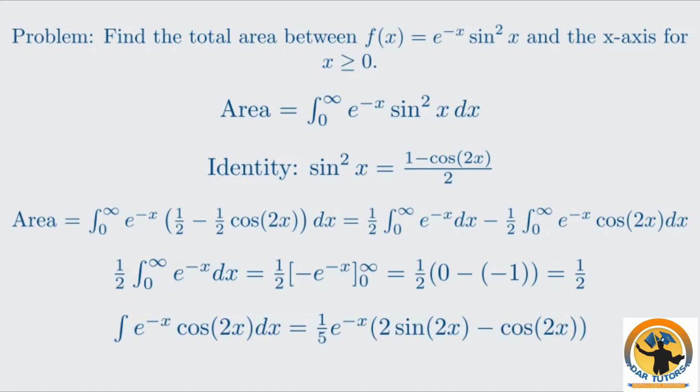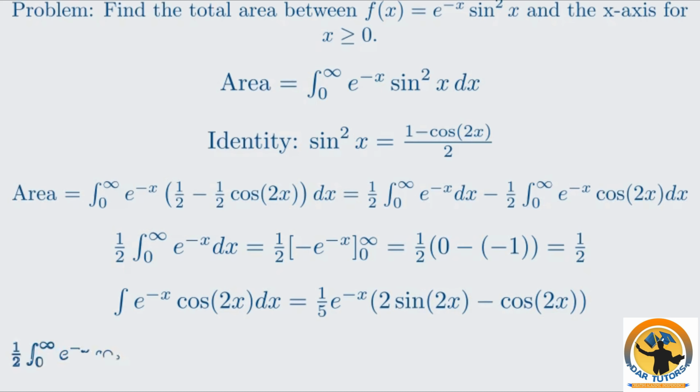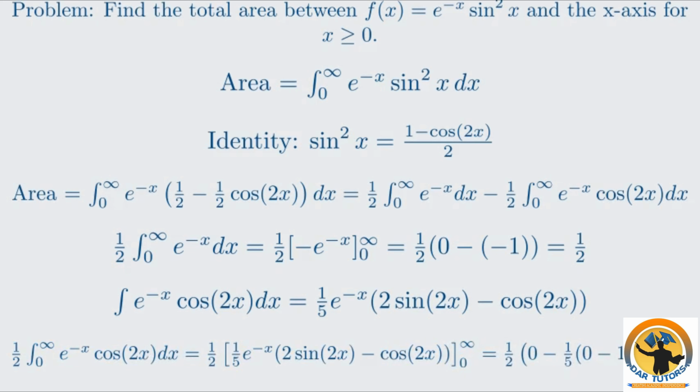Now we evaluate this from 0 to infinity. As x approaches infinity, e to the negative x goes to 0, so the first term is 0. At x equals 0, sine is 0 and cosine is 1, so the second term is negative 1/5. The result is 1/5. Finally, we combine the 2 parts to find the total area.